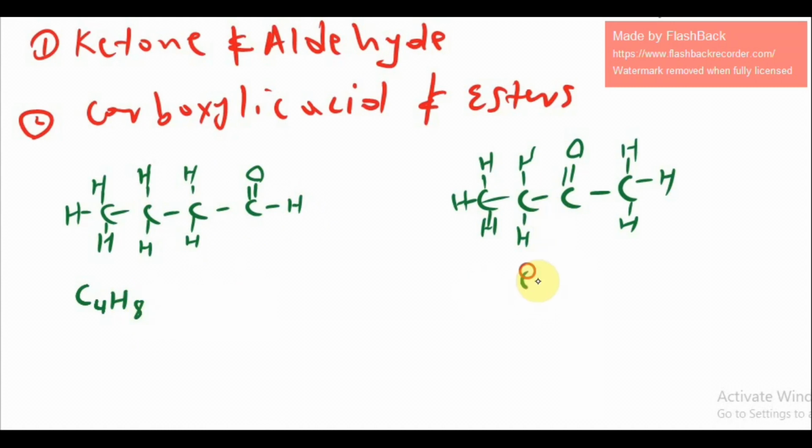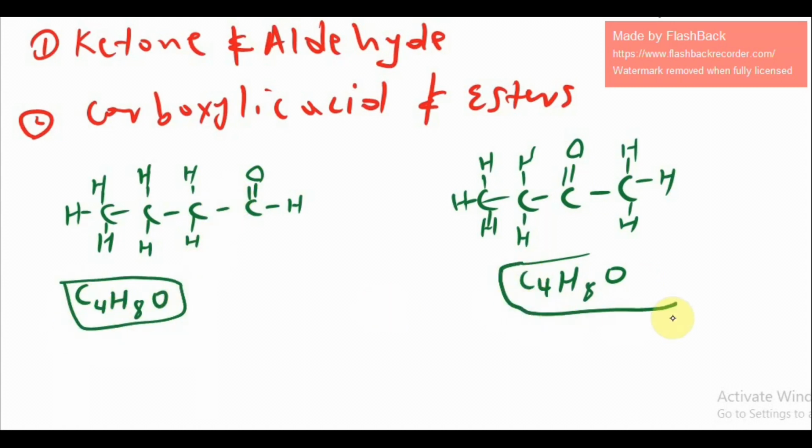Let's look at this one: 4 carbon atoms and 8 hydrogen atoms. So they have the same molecular formula. Oxygen here, only 1, and here we have only 1 oxygen. They have the same molecular formula. Now let's look at the functional groups.